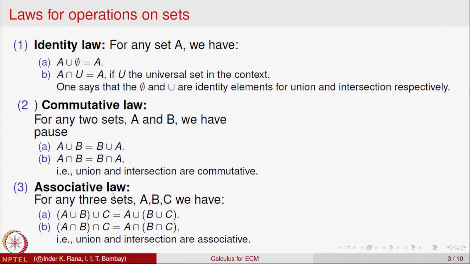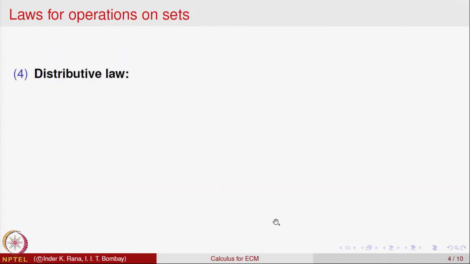So, these are all simple observations which one can write down proofs analytically also, but let us not bother too much about these proofs. We understand that associativity means the order in which you do the operation of union for three sets does not matter, and similarly the order for intersection of three sets does not matter. You will get the same outcome.